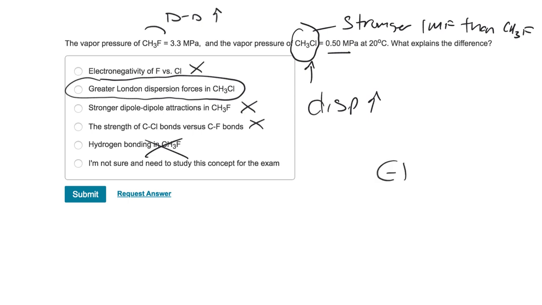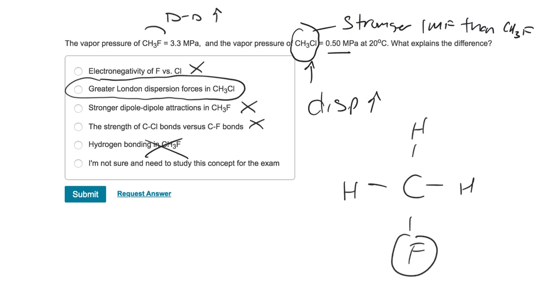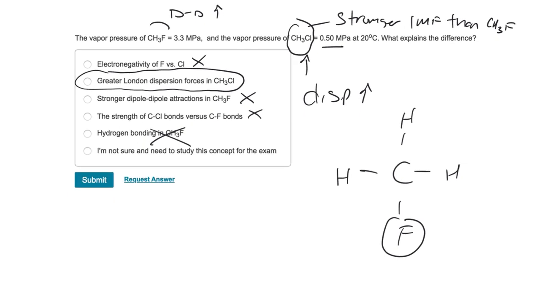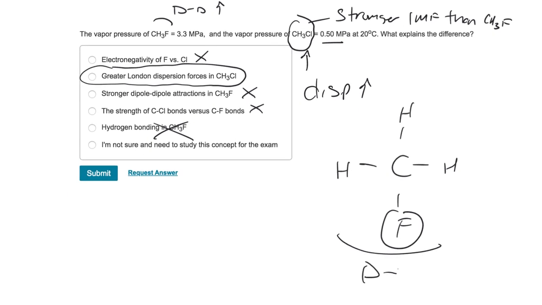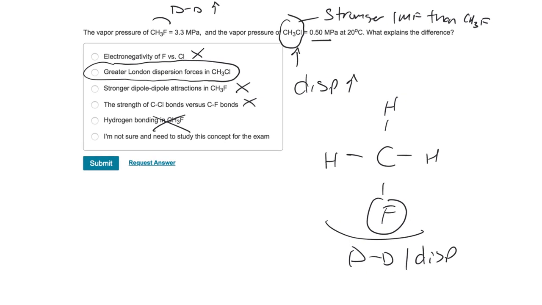So if I look at CH3F, my structure looks like this. I need F directly attached to N, O, or F. It's directly attached to a carbon. So there's no hydrogen bond. I just want to make sure that we see this, that we have no hydrogen bonding intermolecular force in CH3F.